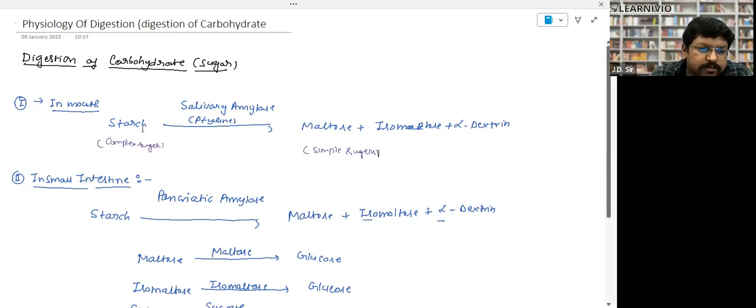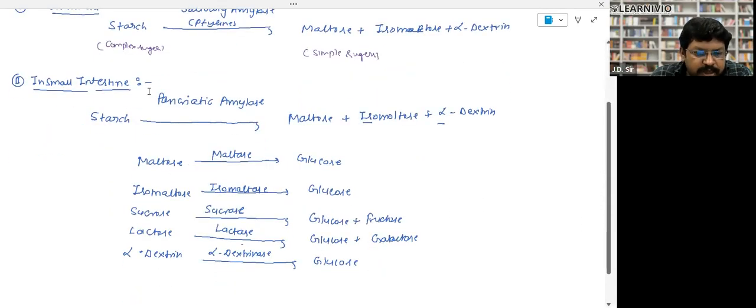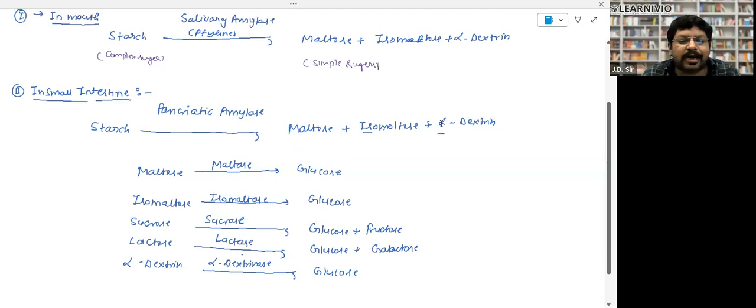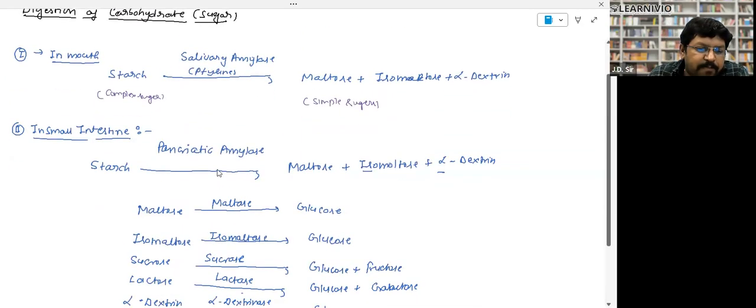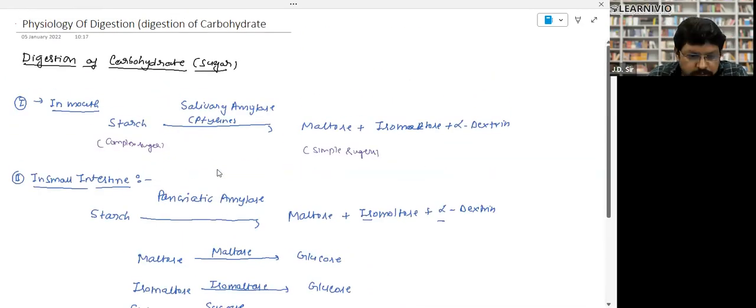In the mouth, salivary amylase or ptyalin is secreted. We have discussed that. They break down starch, which is a complex sugar, into maltose, isomaltose, and alpha dextrin, which are simpler. Now after the mouth, the stomach does not digest, so digestion takes place in the small intestine. In the small intestine, starch is broken down into maltose, isomaltose, and alpha dextrin, the same, with the help of pancreatic amylase.